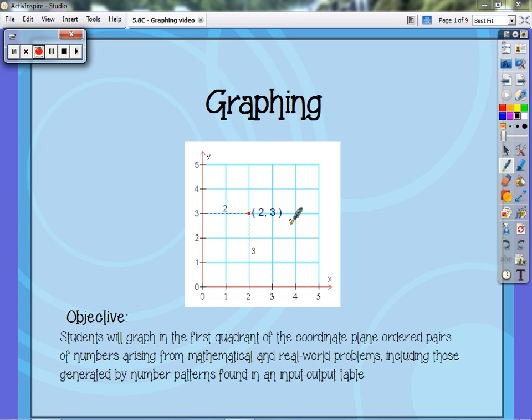Graphing. Students will graph in the first quadrant of the coordinate plane ordered pairs of numbers arising from mathematical and real-world problems, including those generated by number patterns found in an input-output table.